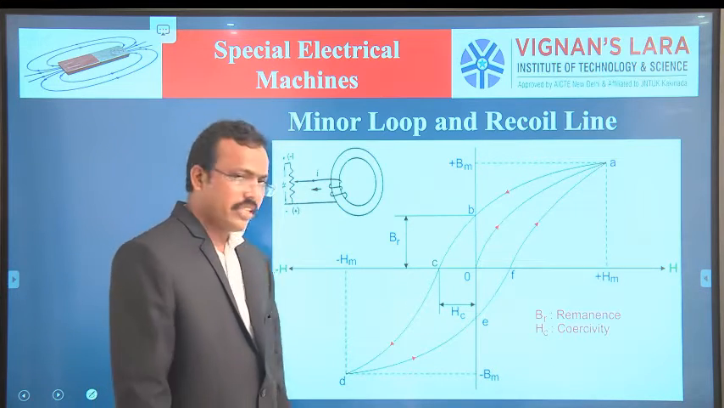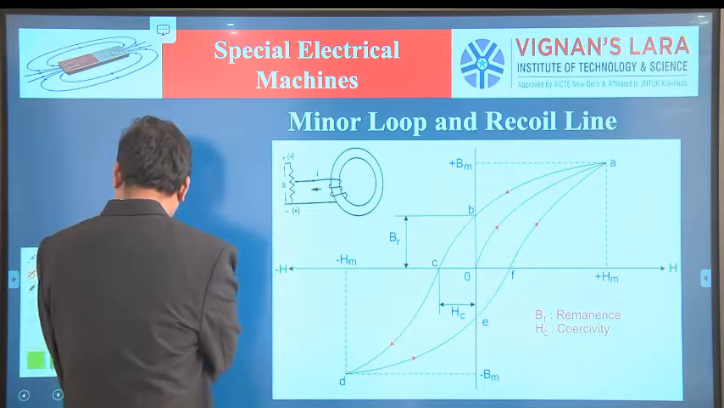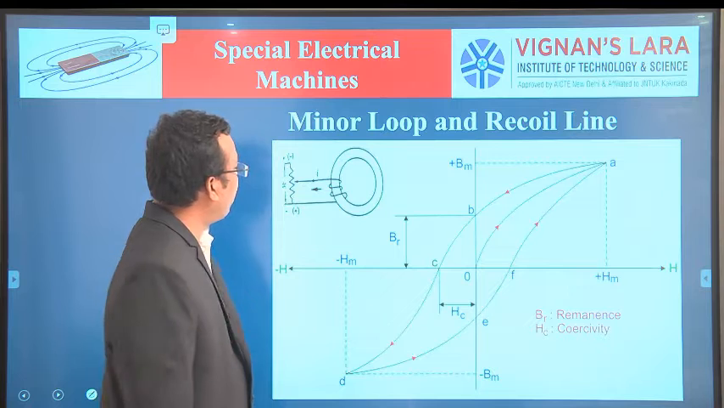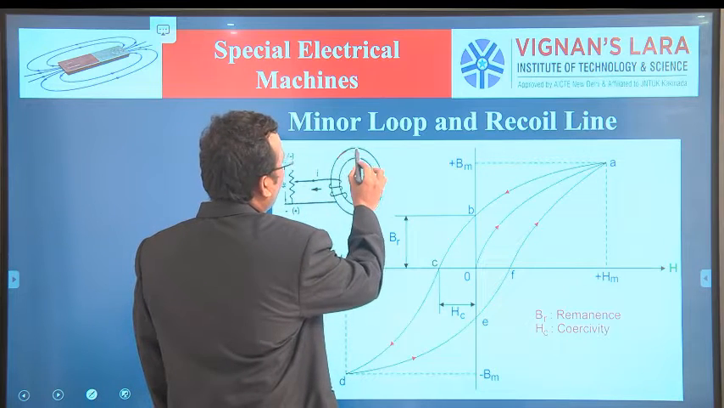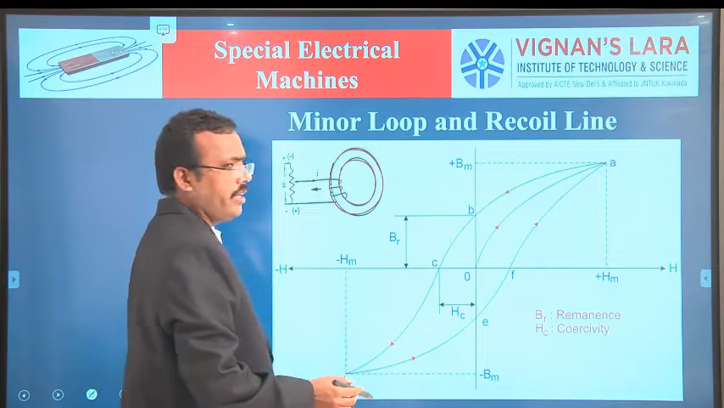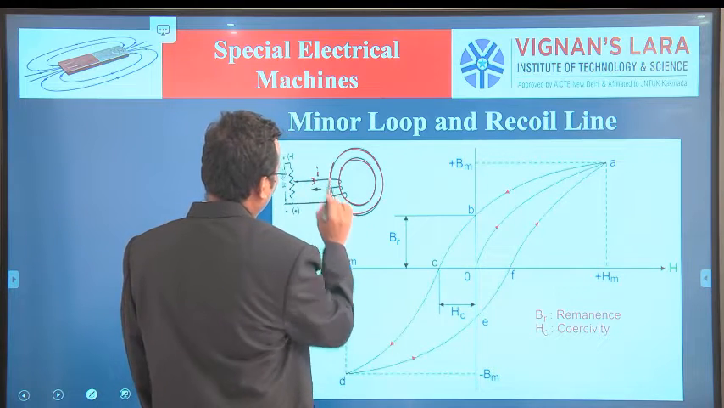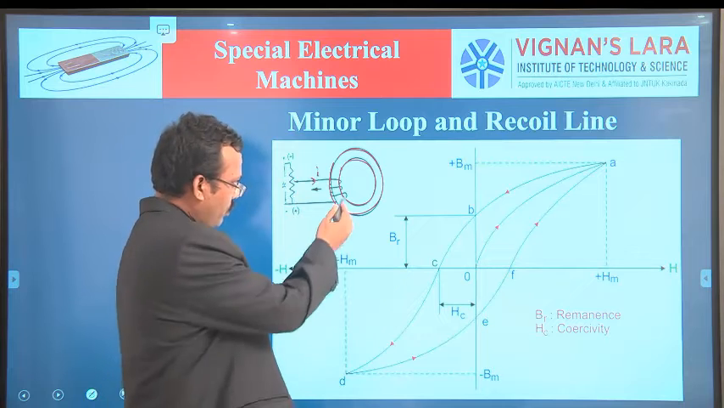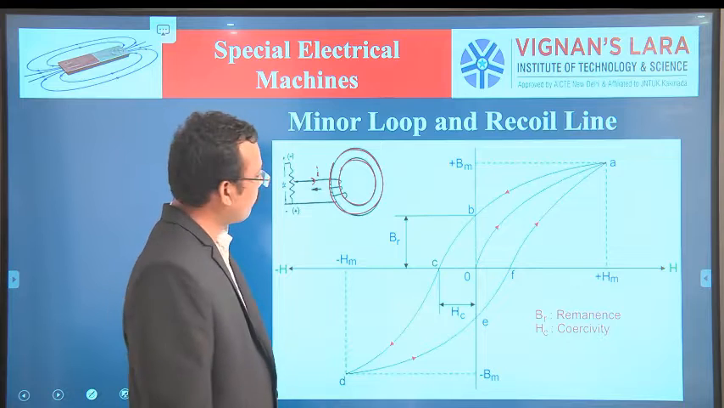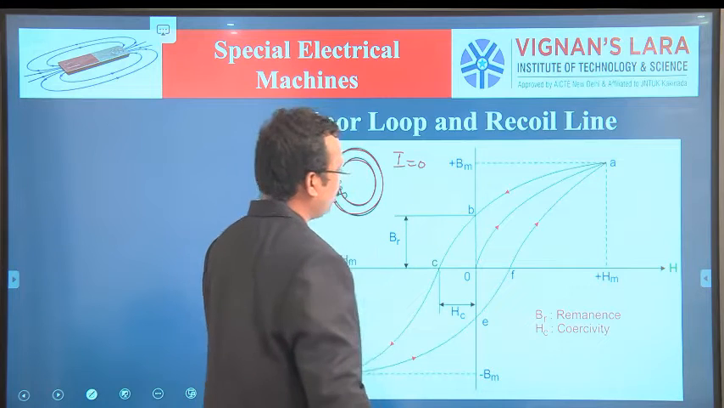This is very important. First, let's consider a closed ring of magnetic material. In that ring, a winding is wound uniformly, and an electric current is passed through the winding into the magnetic ring. What happens at the initial position? The input current I is 0.